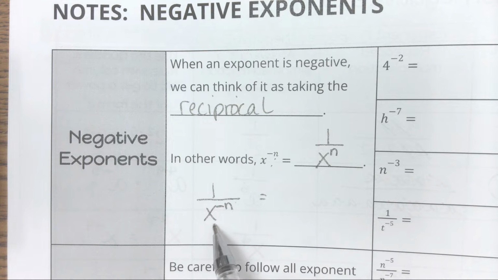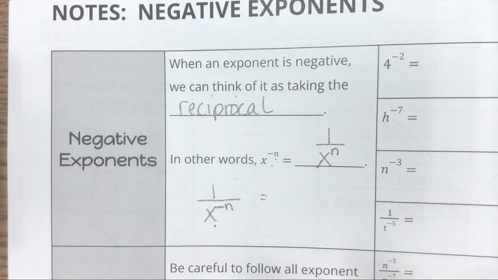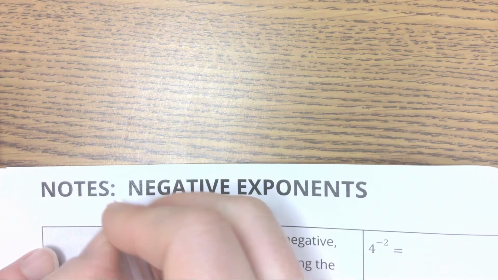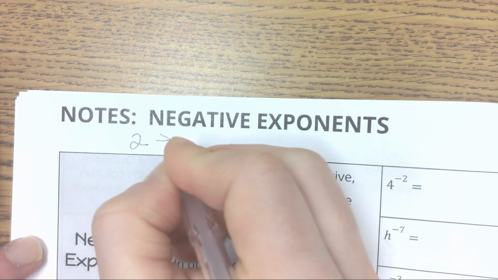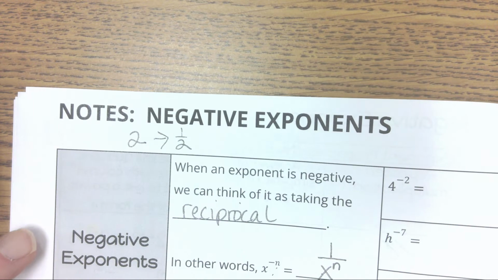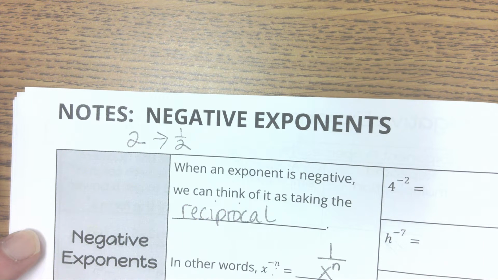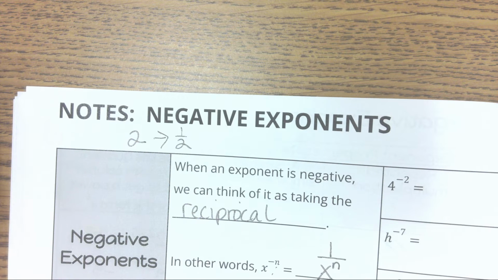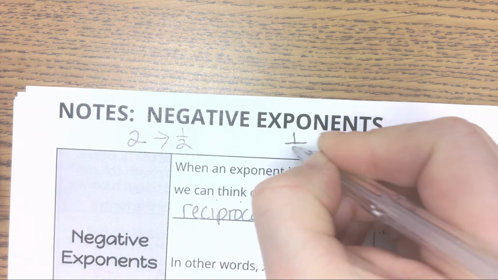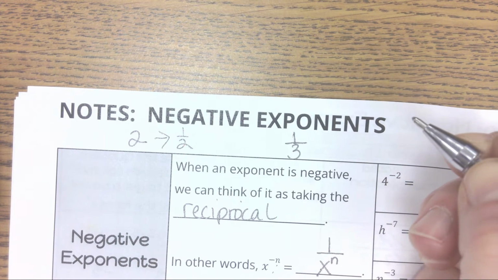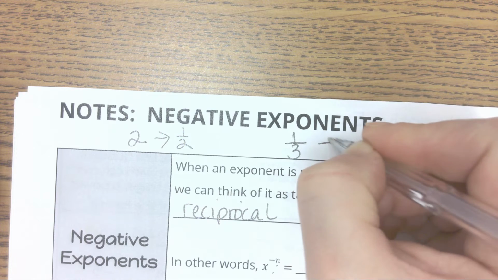Do you know how to take reciprocals of things? What's that? You don't know what the word means? So the reciprocal of 2 is 1/2. A reciprocal is a number that you could multiply the number by and you'd get 1. 2 times 1/2 is 1. What's the reciprocal of 1/3? You're going to flip that fraction around. The reciprocal of 1/3 is 3.